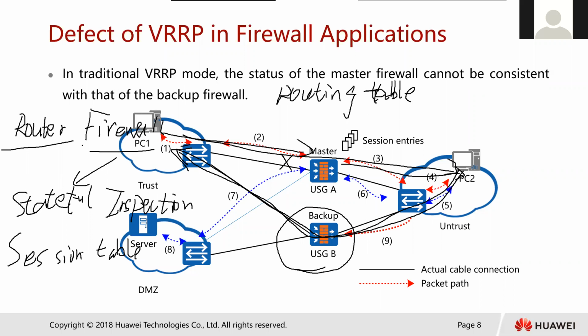Okay, by routing table. But in the firewall, it will match the session table to forward packets, and it's also stateful inspection. So if the first packet goes through USGA, that means USGB doesn't have the session table. So when the reply packet comes to our USGB, it's not able to reply to the packet. So this is the main problem.